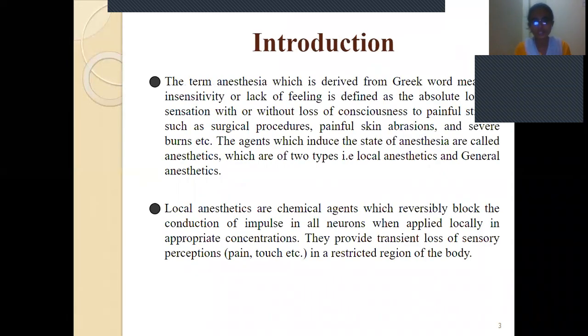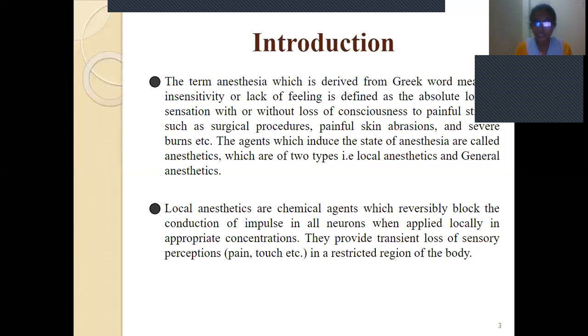First, let's discuss what anesthesia is before discussing what a local anesthetic is. Anesthesia is a Greek word which means insensitivity or lack of feeling. When we give anesthesia, the person lacks feeling at the side where we give it, and can't feel any pain. If we give general anesthesia, he will go into complete unconsciousness. Anesthesia is mainly used during surgeries, painful skin abrasions and severe burns.